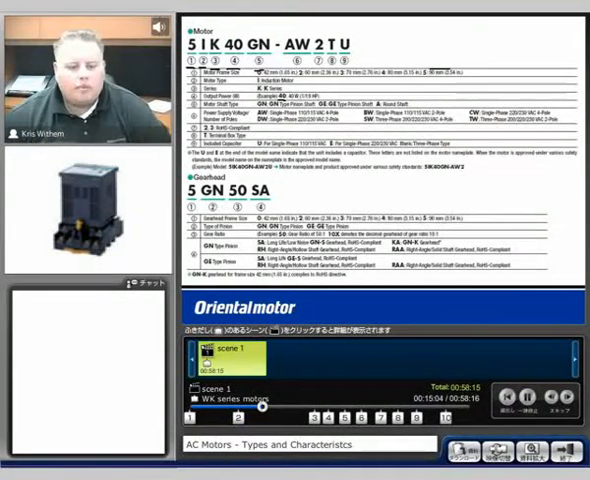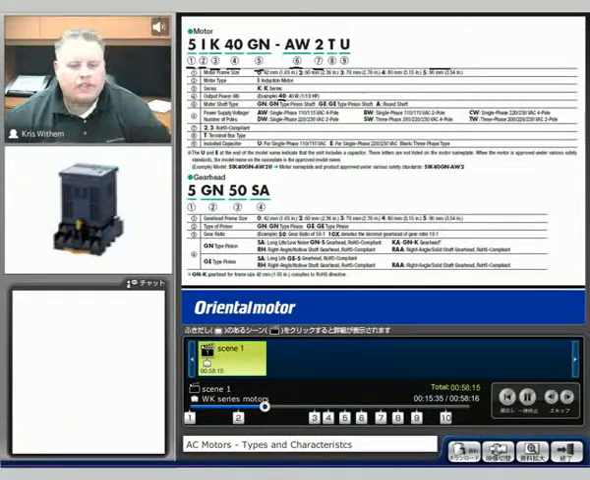Okay, and moving along, we're at position 6 in our part number. 6 stands for the different voltages we have available. As we said, we can do different voltages to help throughout different parts of the world. We have single phase 110, 115 options, single phase 200, 220 volt options, and we also have a 3-phase 220, 230 volt option.